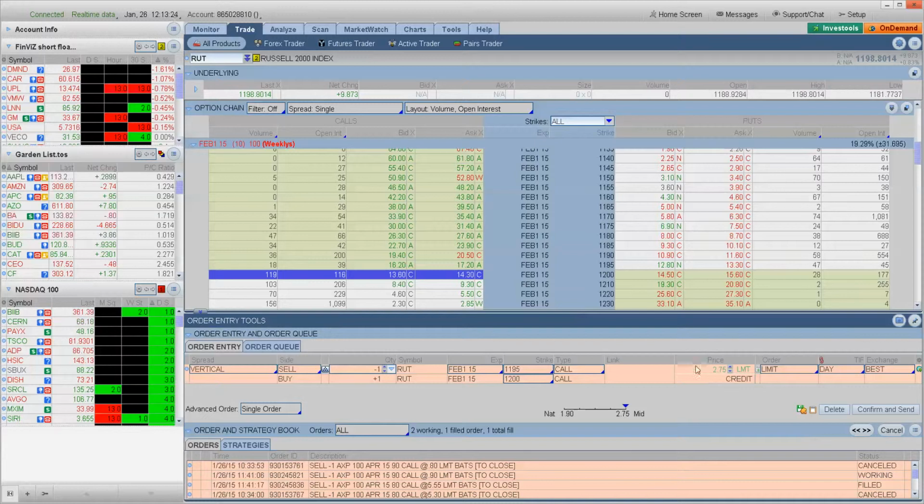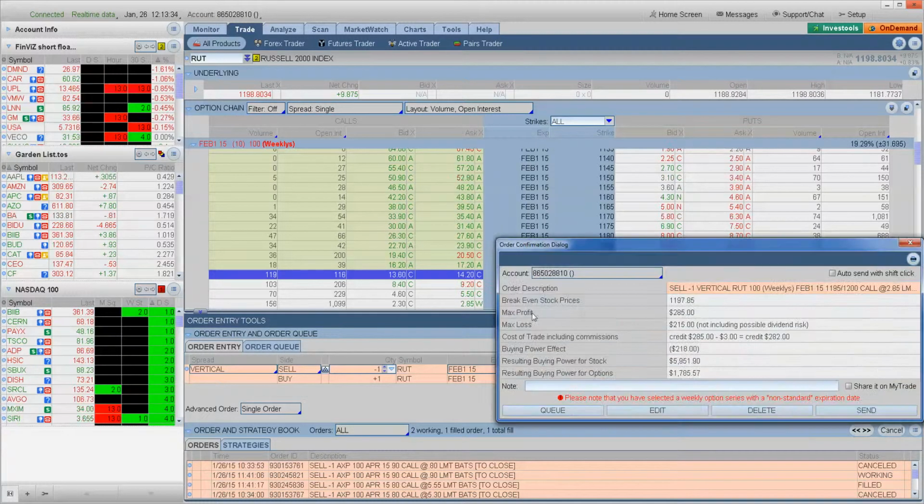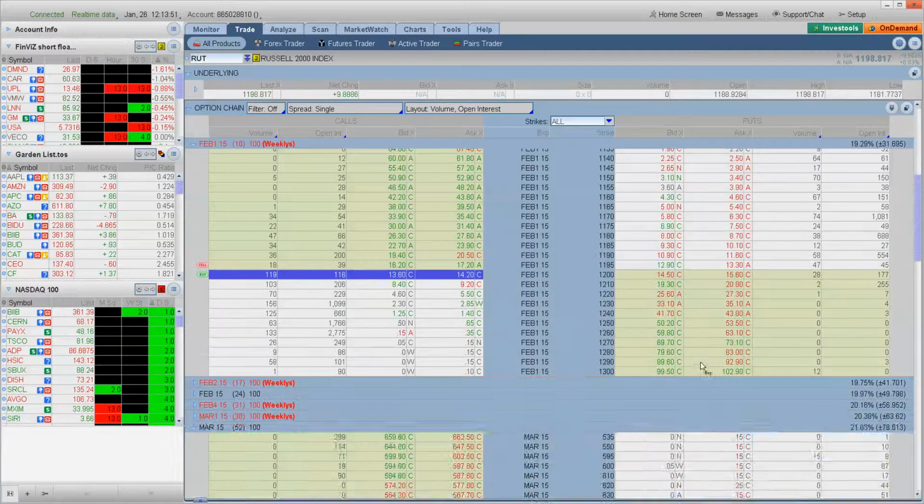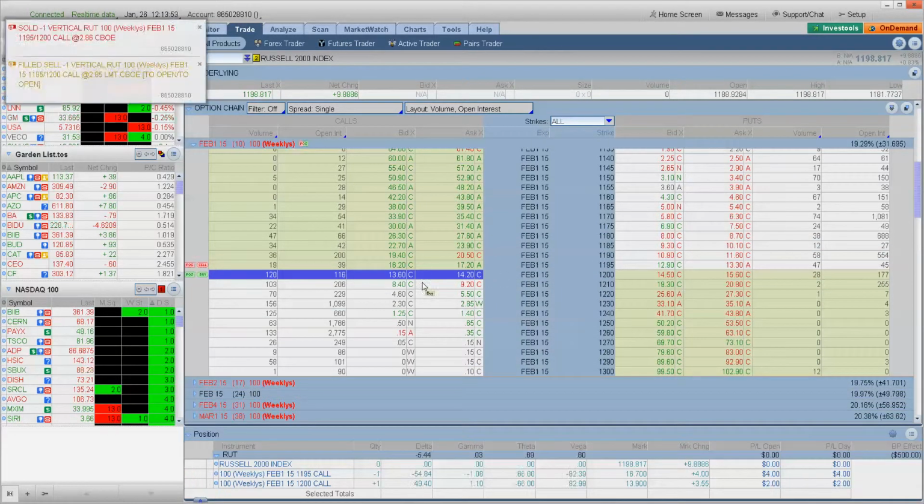And what does that do? That limits your loss. So I'm going to go to 280 credit, or I want a 280 right there. Actually, I want to go to 285, right? And so now I hit confirm and send. My max profit is $285, and my max loss is $215. And since I'm doing 2 options, it's $3 for me. So my buying power effect goes down by $218, because that's my maximum loss that I can possibly have. And we're going to hit send and send that out to Cyberworld and see if we get filled.